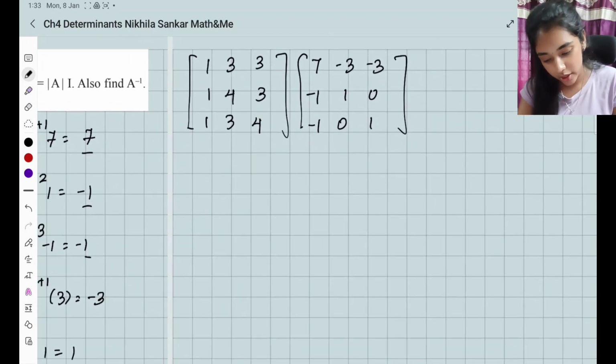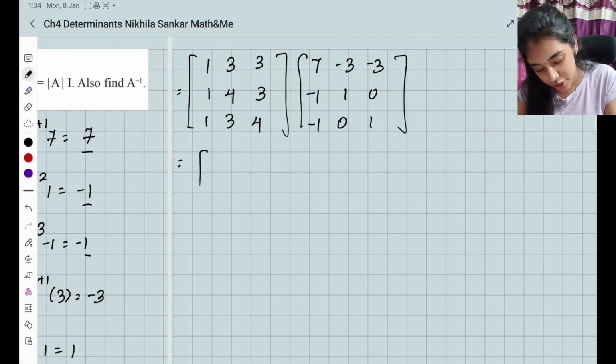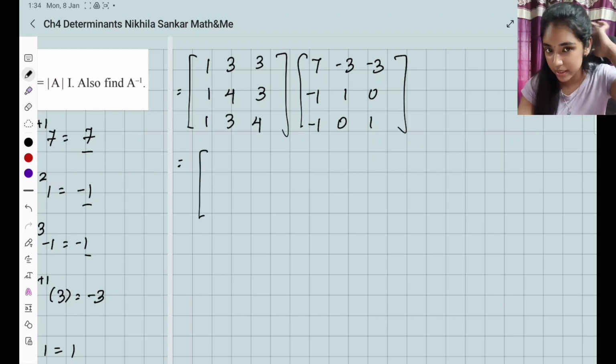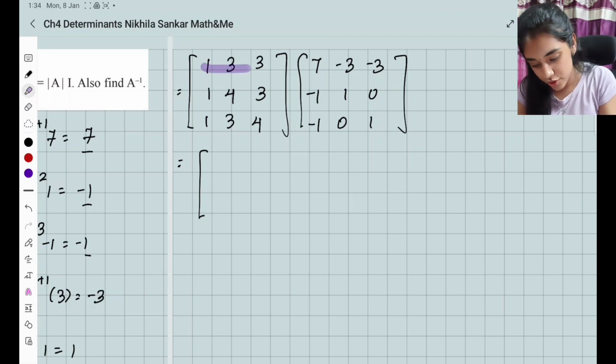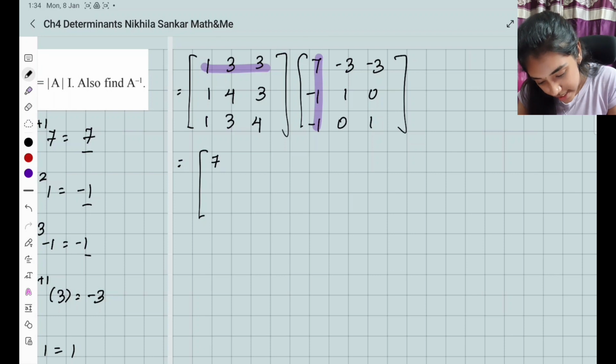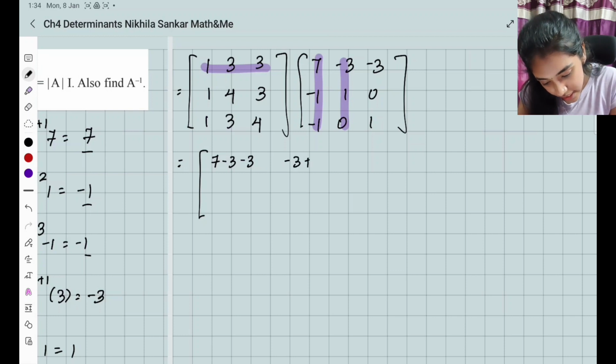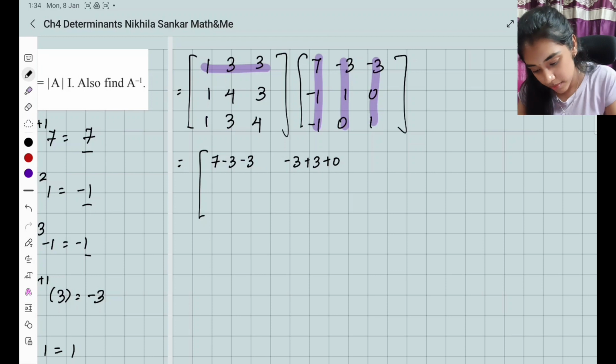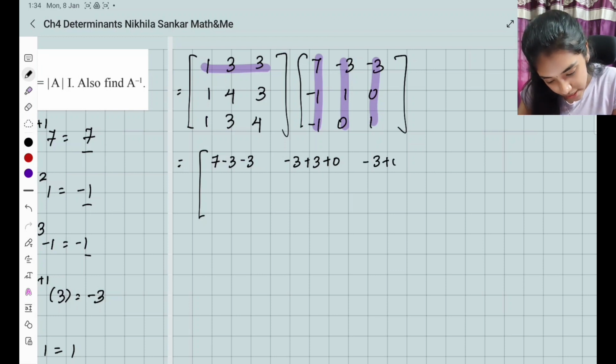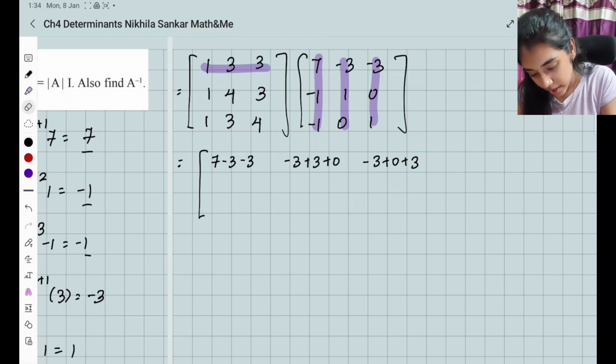So let me find the product of this. So matrix multiplication ஞாபகம் இருக்கா? 3 by 3 matrix, 3 by 3 matrix. So I'm going to get a 3 by 3 matrix. So I have to first concentrate on the first row and the first column. இதெல்லாம் ஞாபகம் இருக்கா? So it is going to be 7 into 1. 7 minus 3 minus 3. Then first row, second column. So I have minus 3 plus 3 plus 0. Then first row, last column. So I have minus 3 plus 0 plus 3. Now second row, second column. Yeah? So let me erase this.